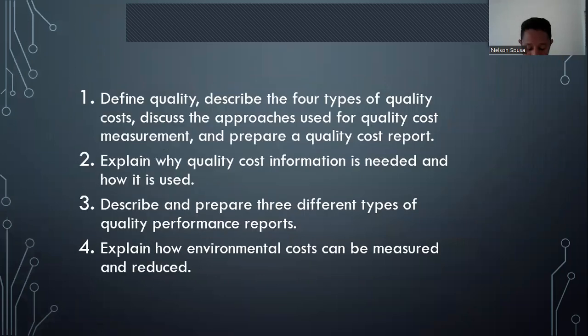There are 4 learning objectives that we will talk about in this topic. The first one is to define quality, describe the 4 types of quality cost, discuss the approaches used for quality cost measurement, and prepare a quality cost report. The second, explain why quality cost information is needed and how it is used. The third, describe and prepare 3 different types of quality performance reports. And the last is to explain how environmental costs can be measured and reduced.